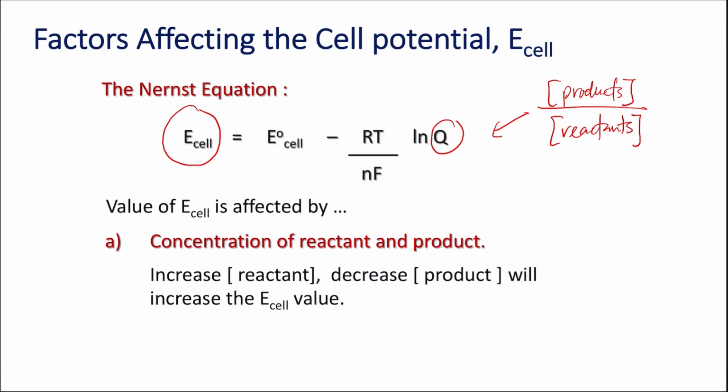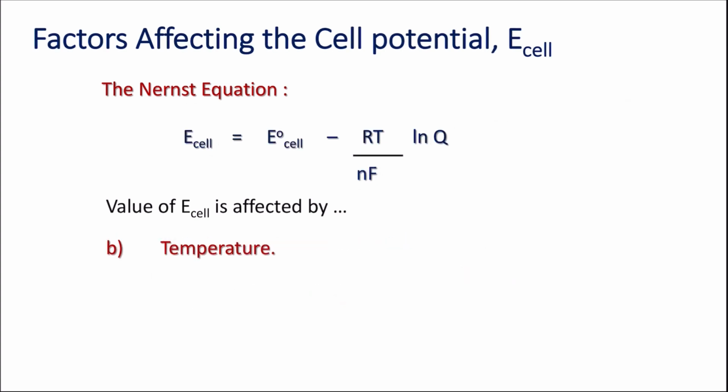So macam mana konsep ni boleh berlaku? Let's say contohnya saya tingkatkan nilai untuk reactant ataupun kurangkan nilai untuk produk. So nilai dekat sini dia akan jadi pecahan yang lebih kecil. Sebab yang kecil bahagi yang besar. So ln ni akan jadi lebih kecil. So sebab tu value yang kita tolak adalah value yang kecil dekat bahagian sini. So sebab itulah E cell value dia akan bertambah.